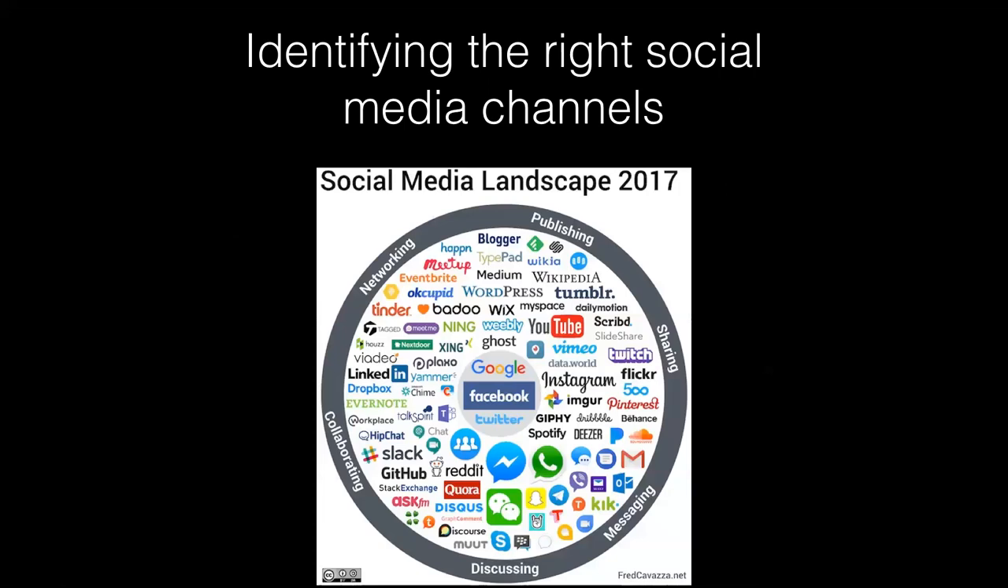It's also really important that you identify the right social media platforms for your organization. And as you can see from this social media landscape diagram, you've got a lot of choice. There's different purposes for different social media platforms, so you need to work out what's right for your organization. If you're marketing to mums, then Facebook is probably where you need to be, and possibly also Pinterest and Instagram. If you're primarily B2B, then LinkedIn is probably where you need to be playing.